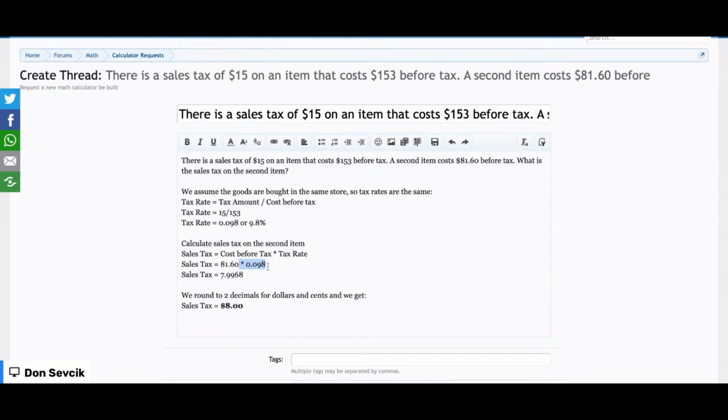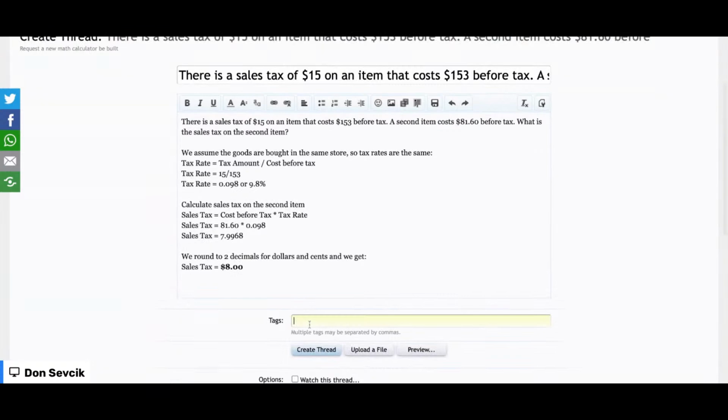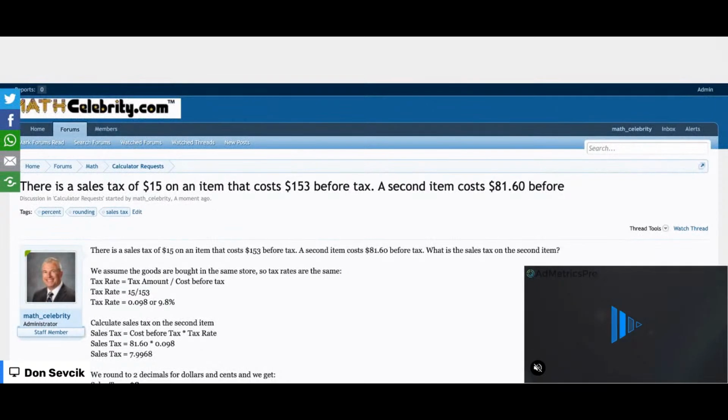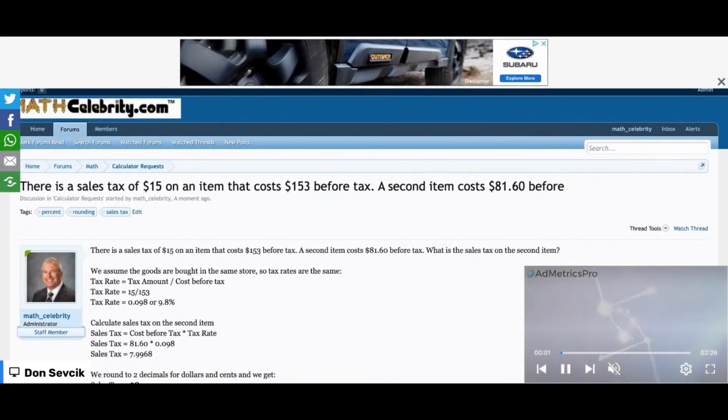When we ran this problem through, we got this. This is not rounded to 2 because the third decimal place is 5 or higher. We round up to the next cent, which is $8. In this problem, we had sales tax, we had rounding, we had percentages, and we're done. All right, we're making good progress here. Block this off. That's a note for me.